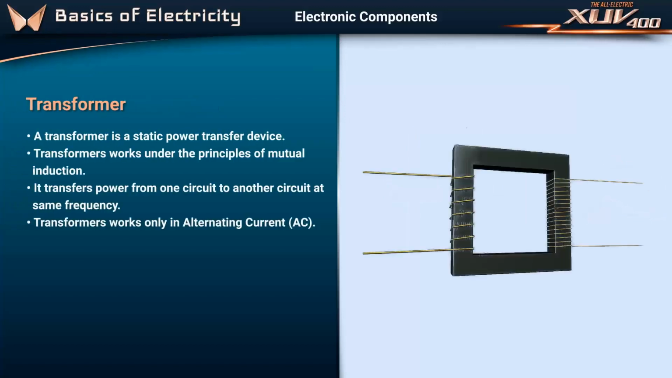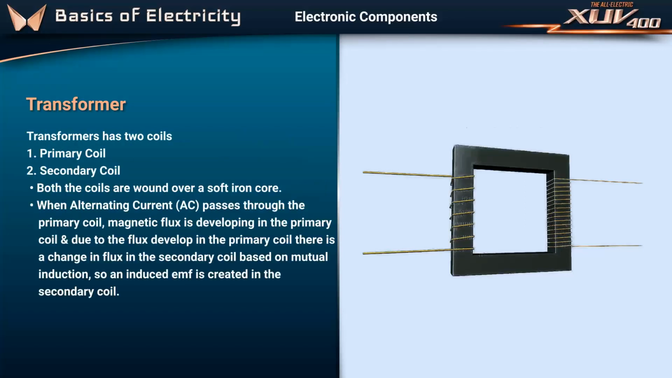Transformers. A transformer is a static power transfer device. Transformers work under the principle of mutual induction. It transfers power from one circuit to another circuit at the same frequency. Transformers work only with alternating current. Transformers have two coils: primary coil, secondary coil. Both coils are wound over a soft iron core.